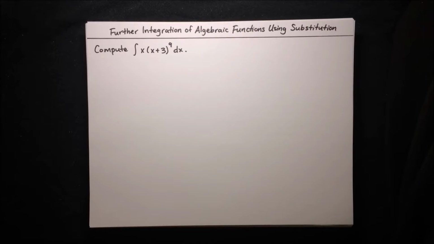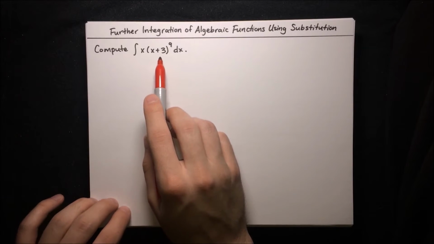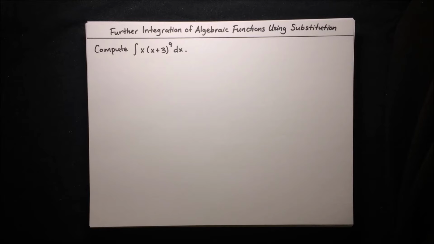In this video, we're going to learn how to perform further integration of algebraic functions using substitution. Here we want to compute the integral of x times the quantity x plus 3 to the 9th power. Of course, one option is just to expand this exponentiated binomial before integrating. That would give us a polynomial, and we know how to integrate polynomials. But that would also take a lot of time, so let's try to be clever instead.